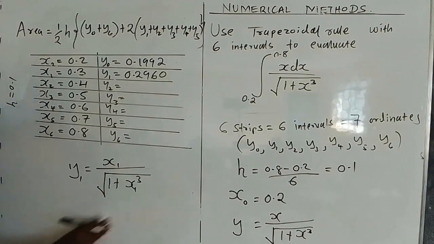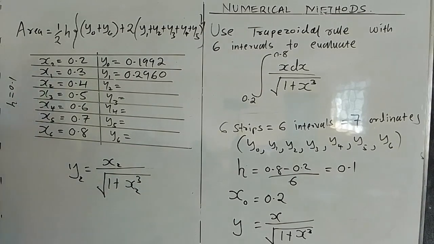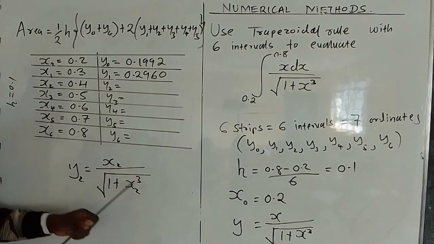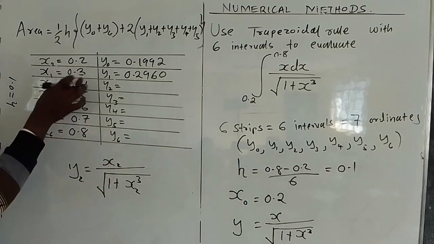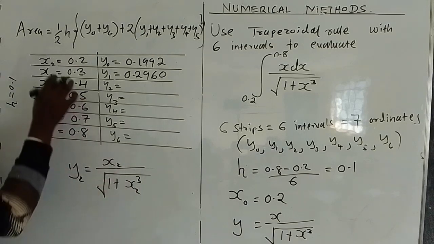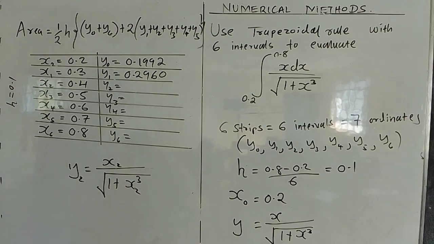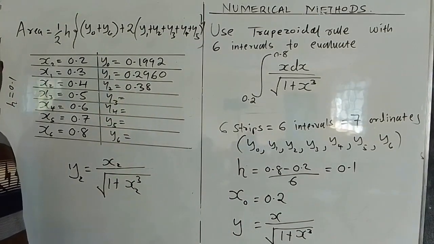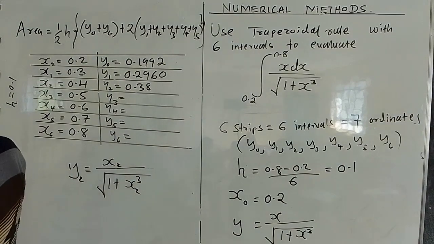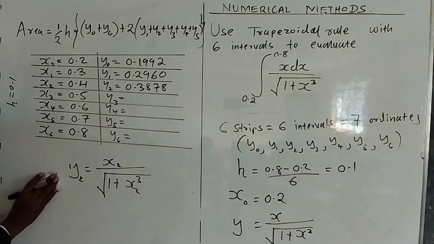Next one, your y2. When it is y2, where there is x, you also put x2. So if you substitute the value of x2 here, what do you get as the answer for y2 in the same procedure? Where there is x2, you put the value of x2, which is 0.4. What do you get to be y2? 0.3878. Yes. Give the calculator to the next person.